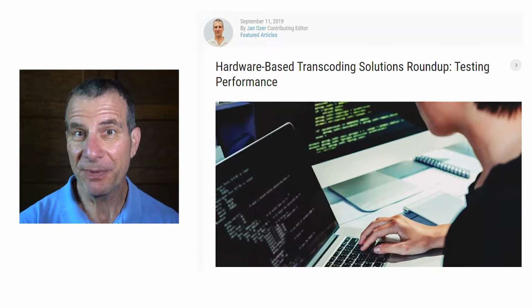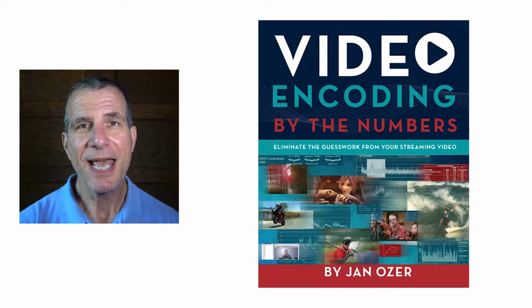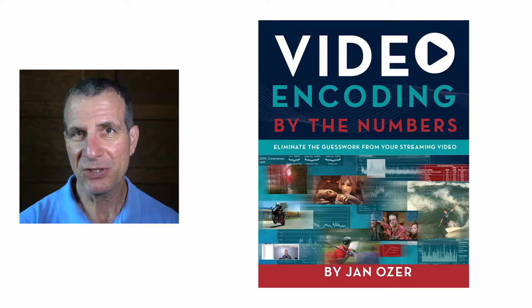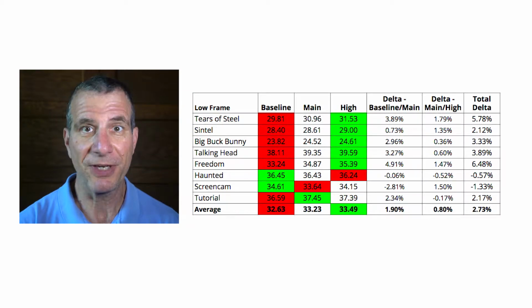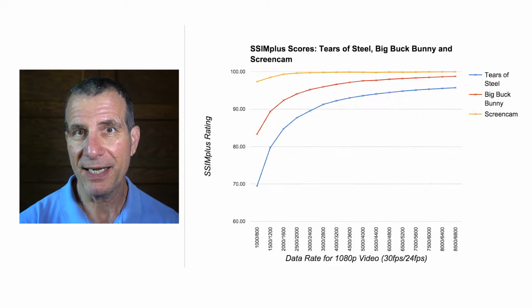Take this course and you'll learn to use video quality metrics to produce the best possible video quality at the lowest possible bitrate. Hi, I'm Jan Ozer. I'm a streaming consultant, a contributing editor to Streaming Media Magazine, and the author of Video Encoding by the Numbers, where I explore how to use video quality metrics to identify the optimal encoding parameters for H.264, VP9, and HEVC encoded videos.